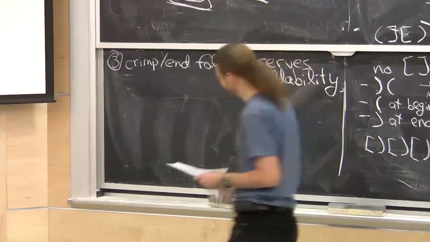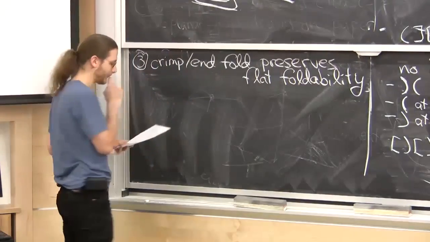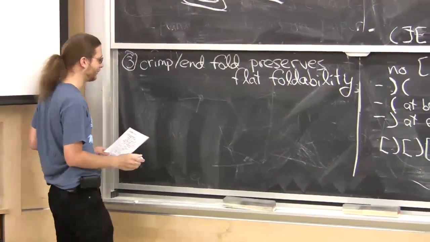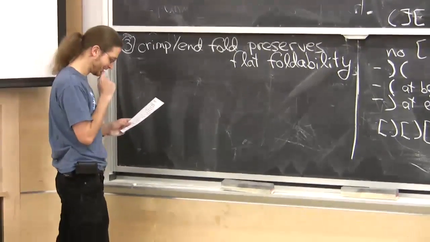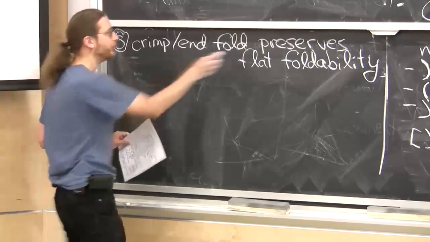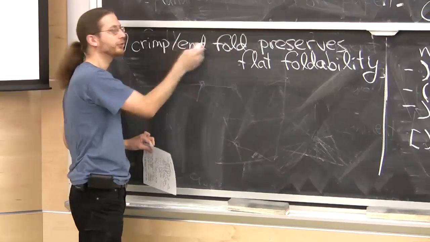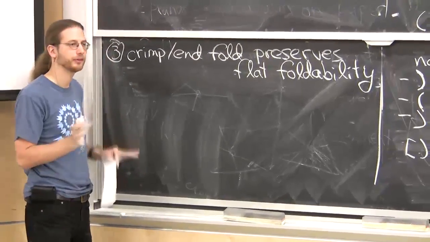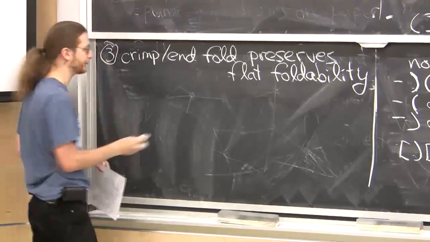How do we prove this theorem, this claim? I'm going to do it proof by picture. It's not always okay, but it will be okay. Trust me. So we are assuming that we're flat foldable, and we're assuming there's a crimp or an end fold. Actually, we know that exists. I'm going to think about the crimp case, because the end fold is even simpler.